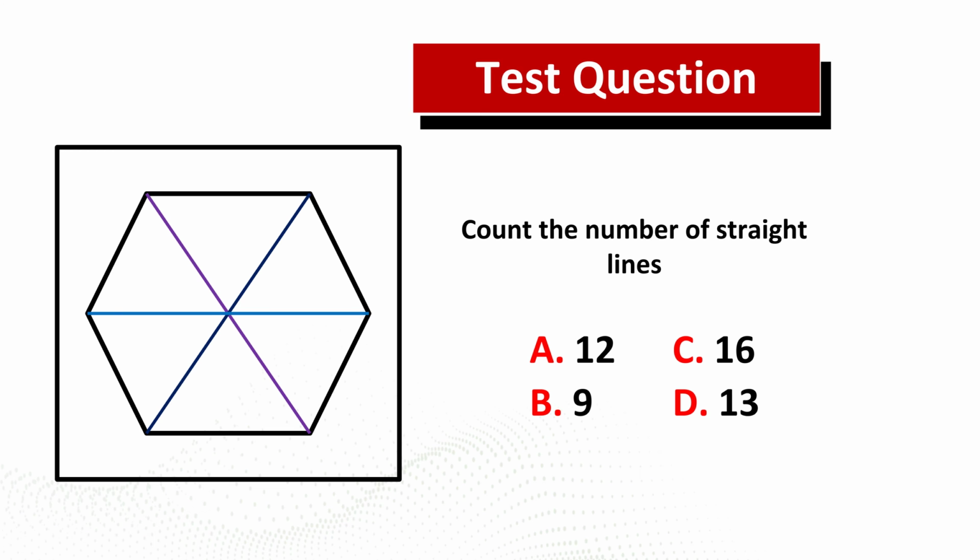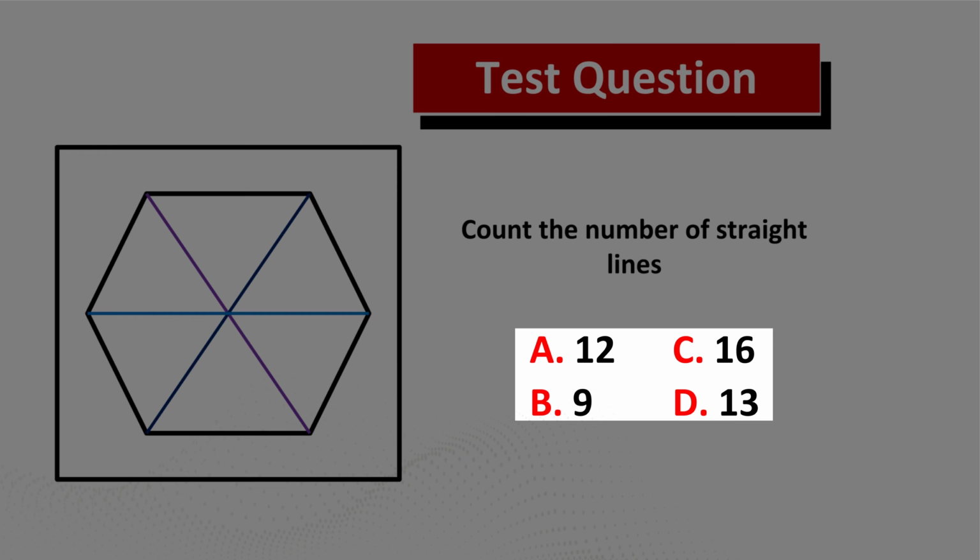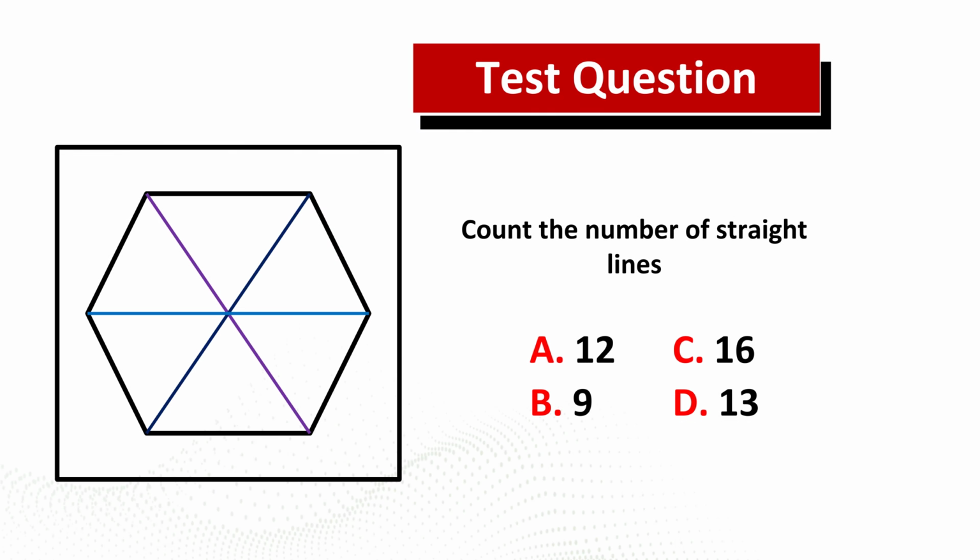Here's the interesting question from the real test, which has some catch. Count the number of straight lines, and you have 4 different choices. Choice A, 12, choice B, 9, choice C, 16, and choice D, 13. Do you think you know the answer? Let's see if we can come up with the solution together.